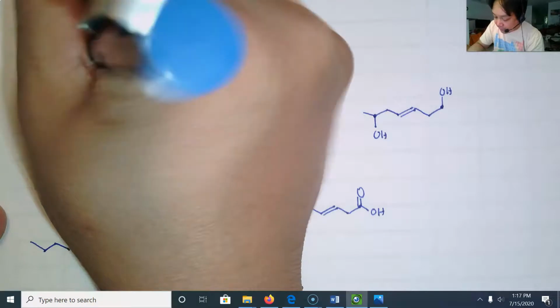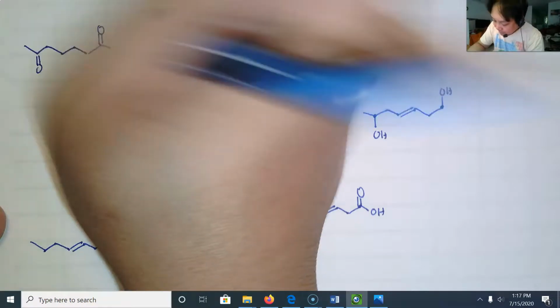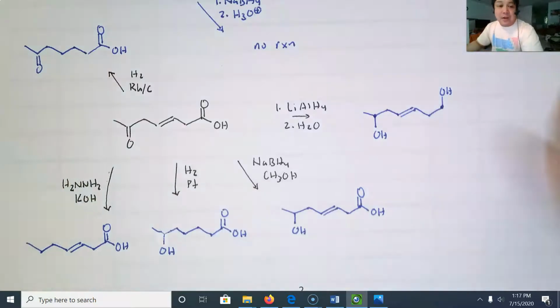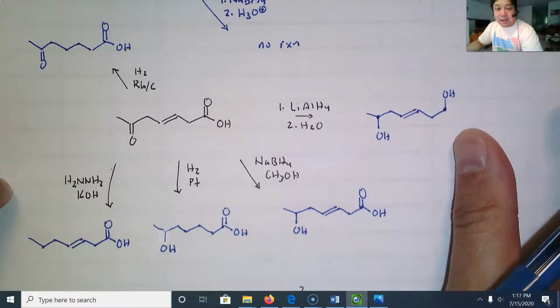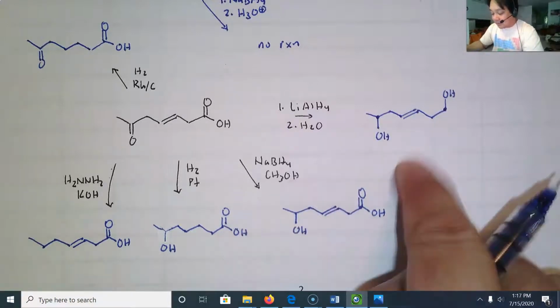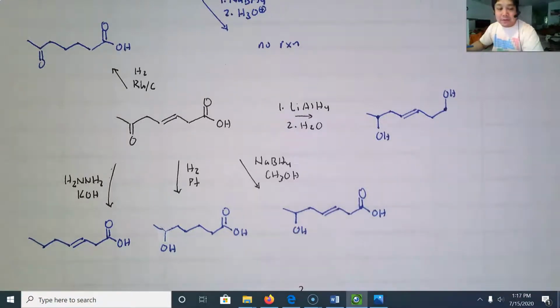I don't expect my students to know any of these mechanisms. I just want them to know how to apply this in the synthesis. Look at these products, they're all different. These are selective reductions.